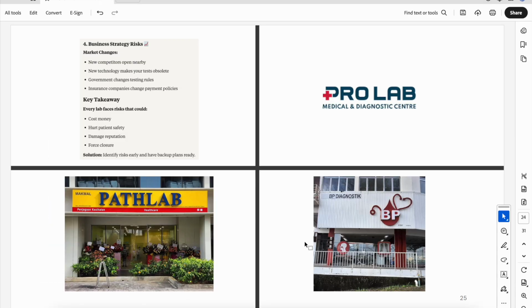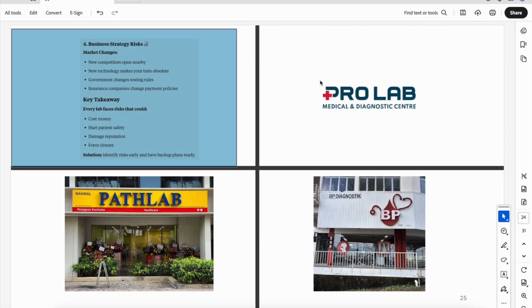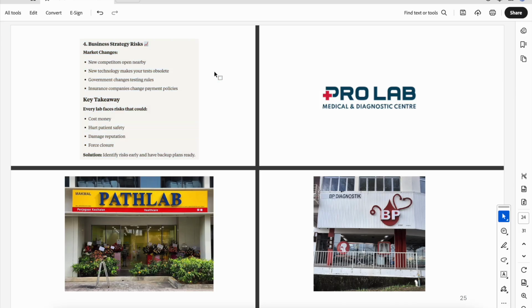Number 4, business strategy risk. This affects your laboratory's long-term competitiveness. Market changes, new competitors opening nearby and taking away business. New technology making your current tests obsolete. Government changing testing regulations or reimbursement policies. Insurance companies changing payment policies or requirements.